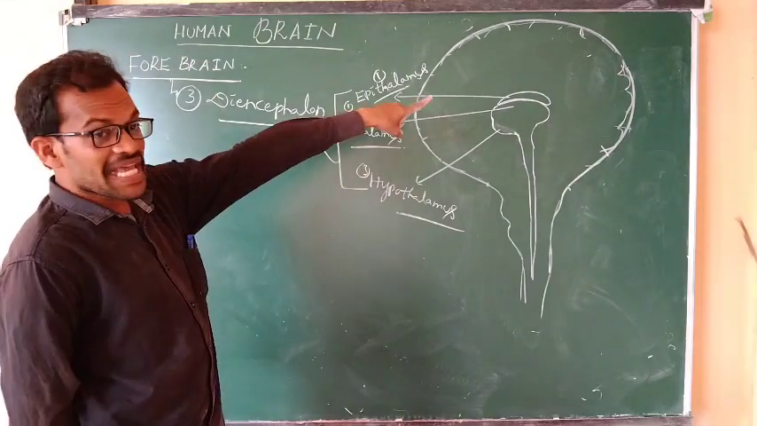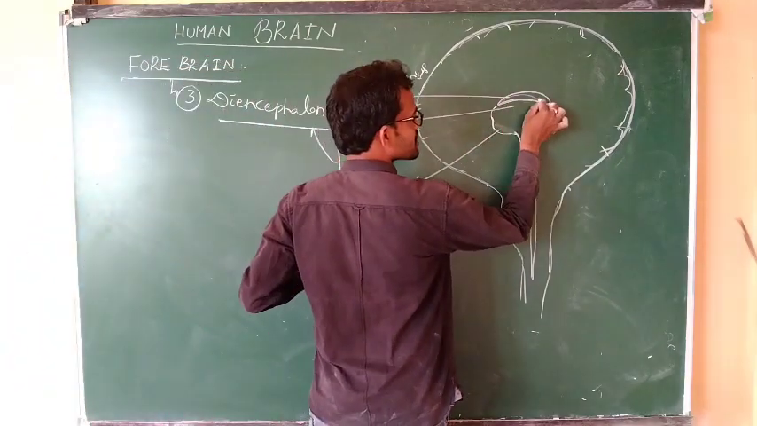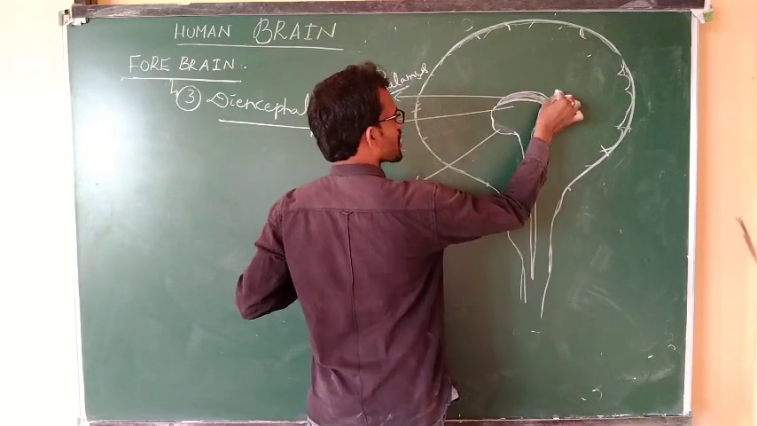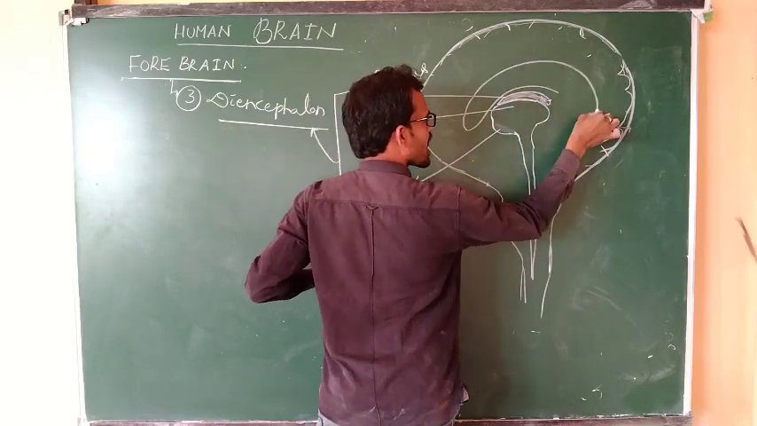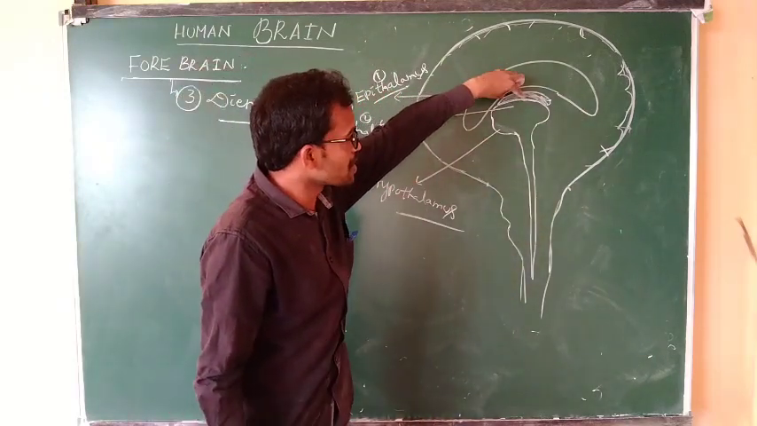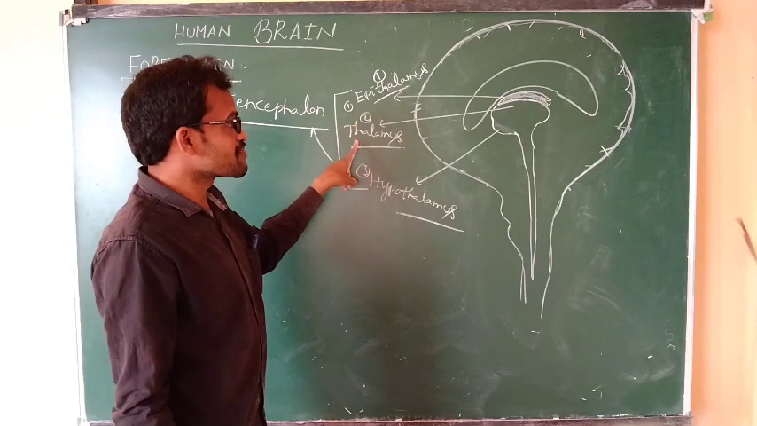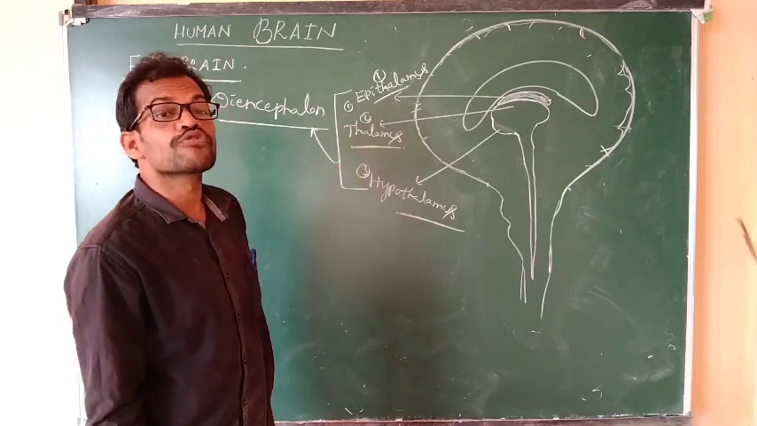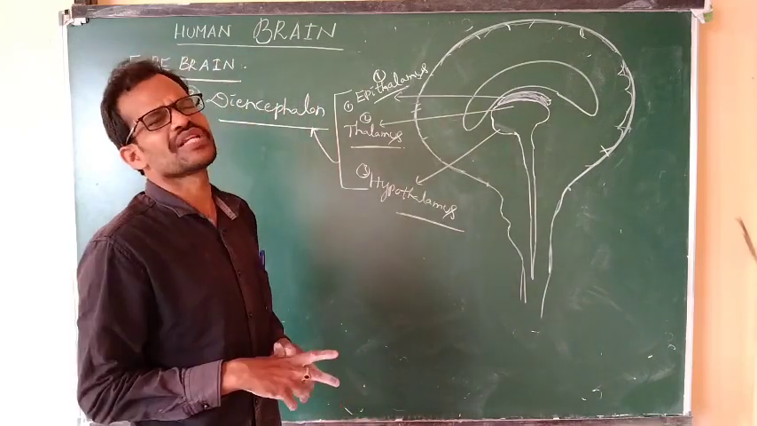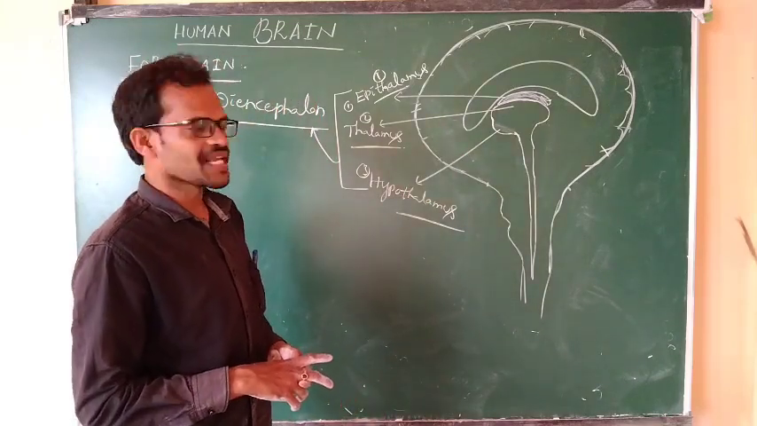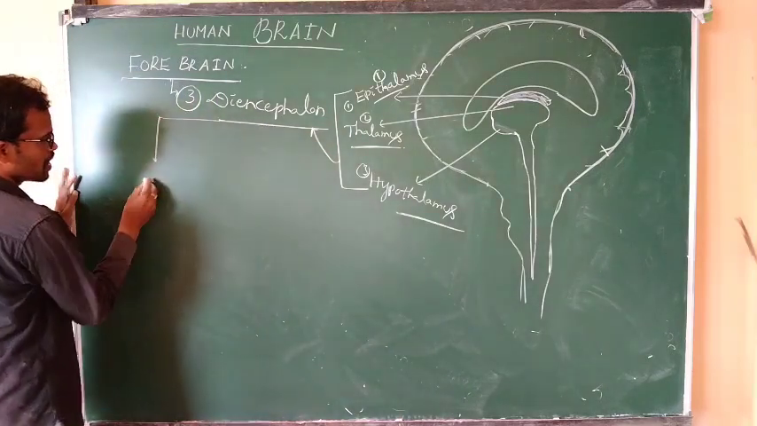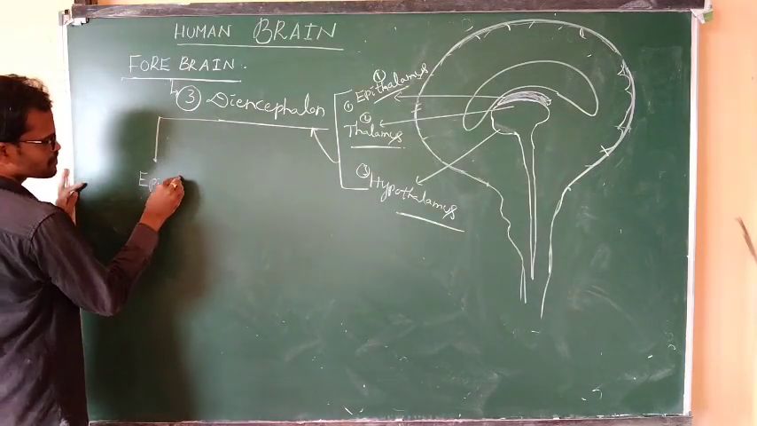Diencephalon means epithalamus, the roof of the thalamus. You can observe here the corpus callosum. Below the corpus callosum is the epithalamus. Next is the thalamus, then the hypothalamus. Below the hypothalamus there is the pituitary gland. See here, the first one is the epithalamus.